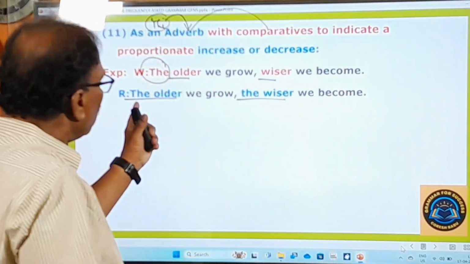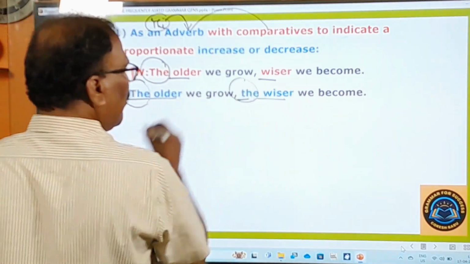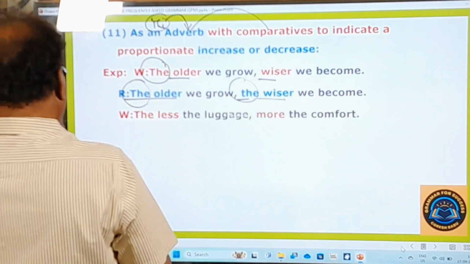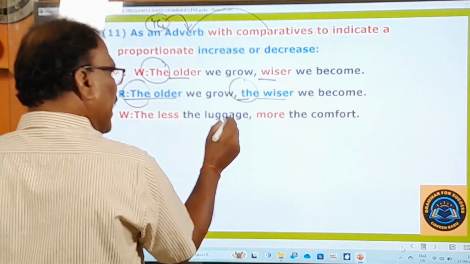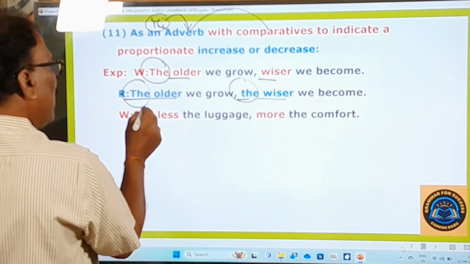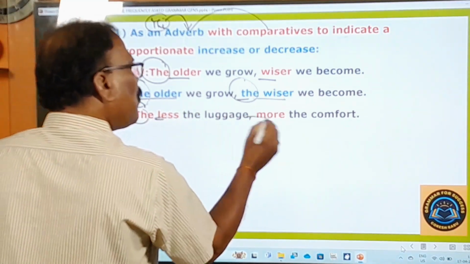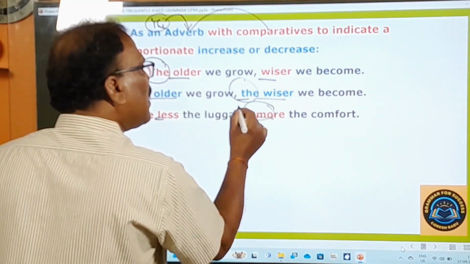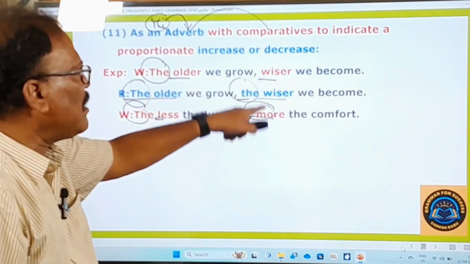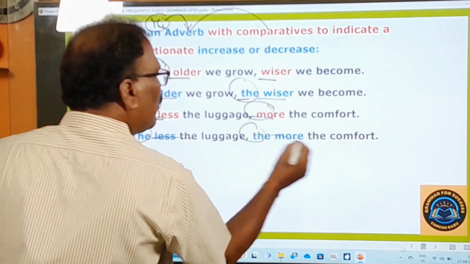So in such constructions it is used. The is used here and here, right? And you go to the next one. The less the luggage, more the comfort. So again the sentence is given in a wrong way. So here the less is a comparative adjective, the is okay, and here the less the luggage, more comfort. So here comparative adjective is there, but the is missing here, just like this sentence. Okay, so it should be like this: the less the luggage, the more the comfort.